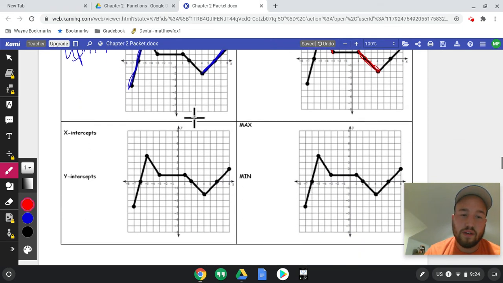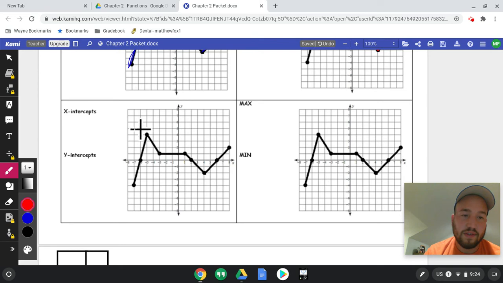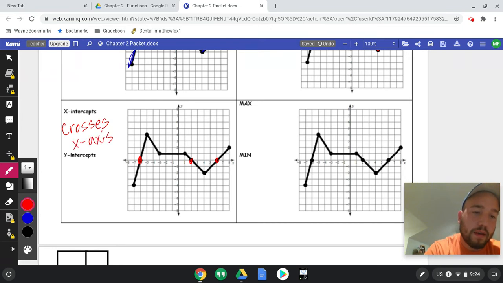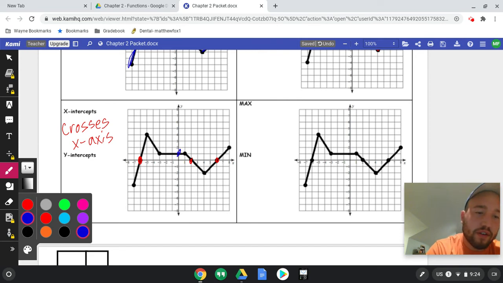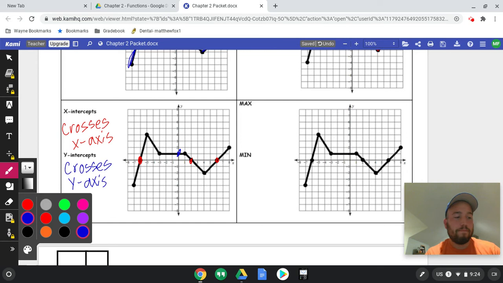Okay, and now our x-intercepts, this is where does it cross the x-axis? Okay, so x-intercepts, in our case here, that would be 3. So it crosses the x-axis. And then the y-intercept is where does it cross the y-axis? All right, and then on our last one here, the max or the min.